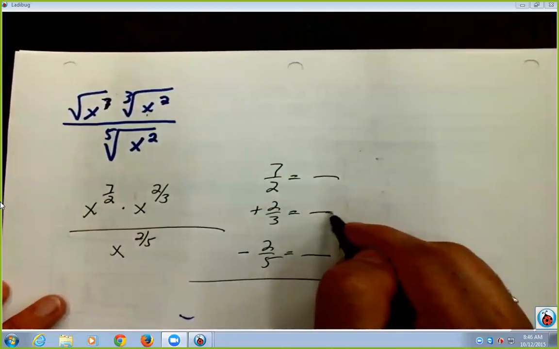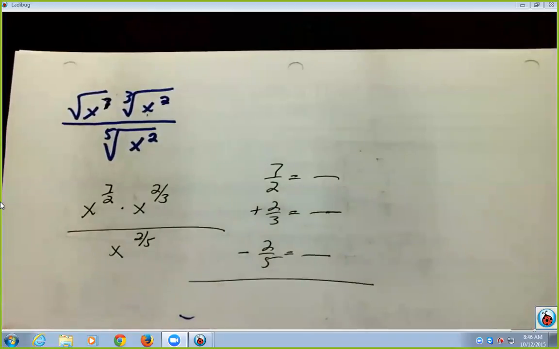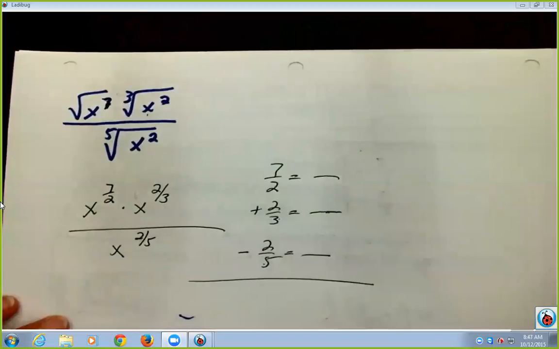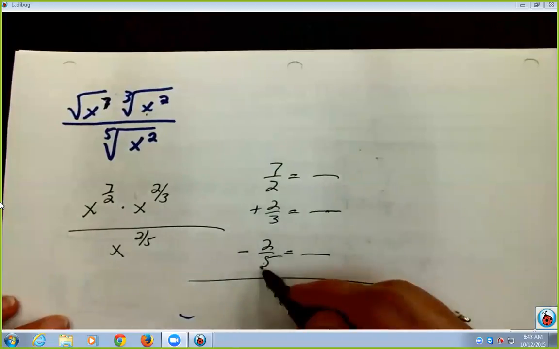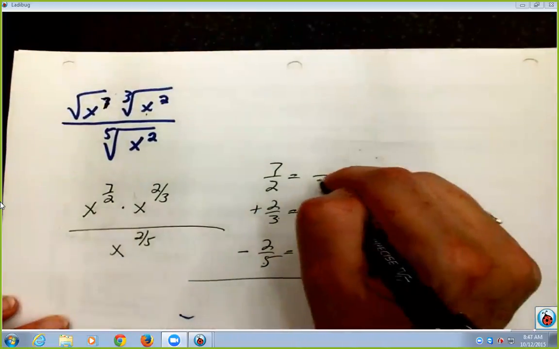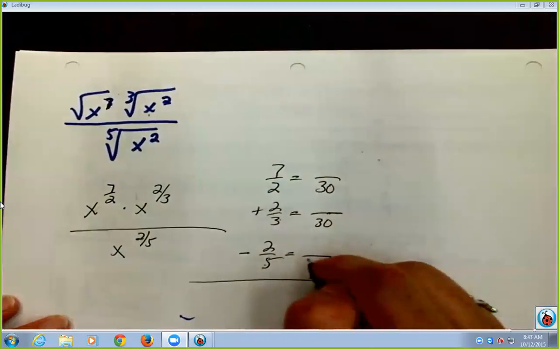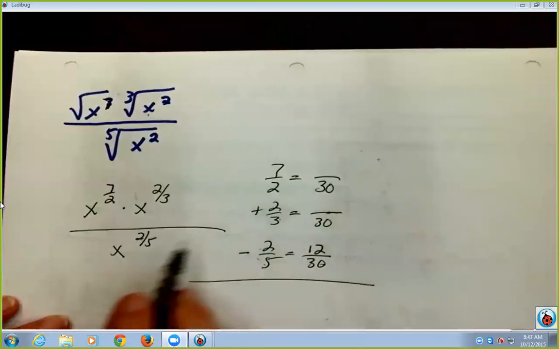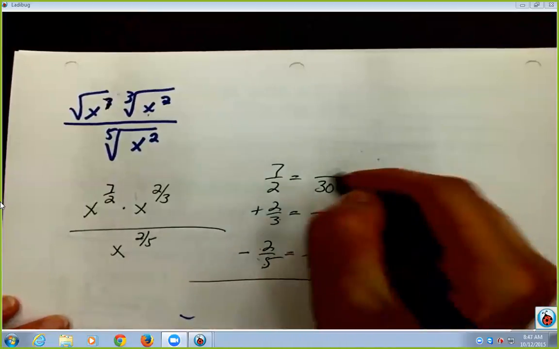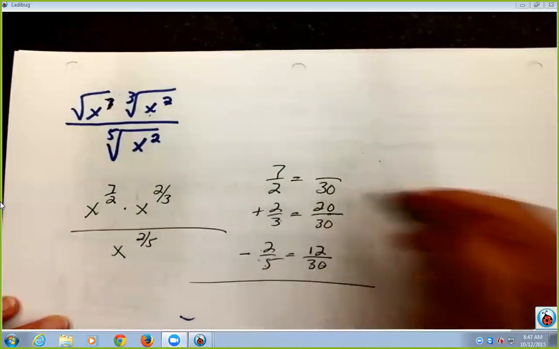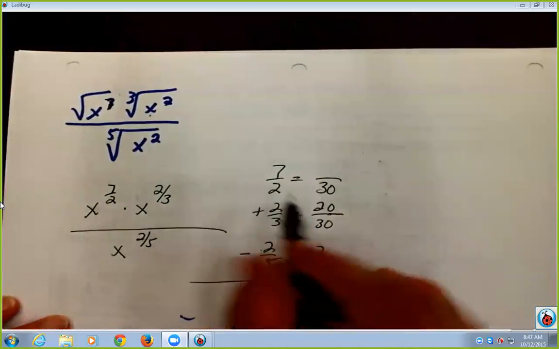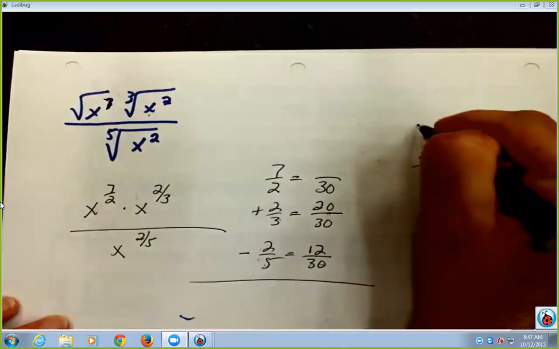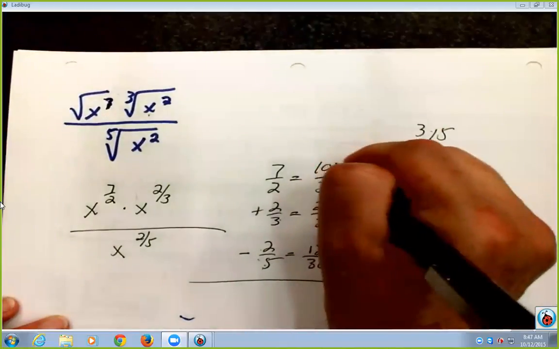So I could come up with their final denominator between 2, 3, and 5. And what would I end up with? 30. 5 goes into 30, 6 times 7 is 42... 5 goes into 30, 6. 6 times 2 is 12. 3 goes into 30, 10. 2 times 10 is 20. And 2 goes into 30, 15, and that's where the fun comes. 15 times 7, 105.